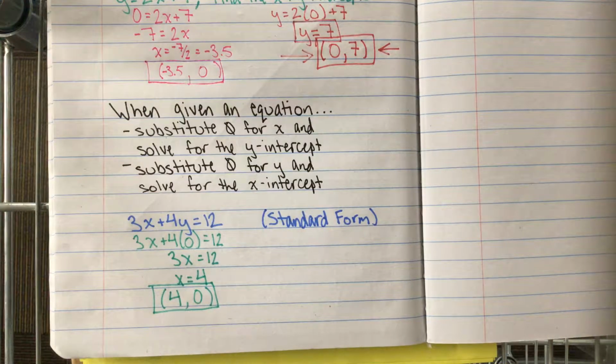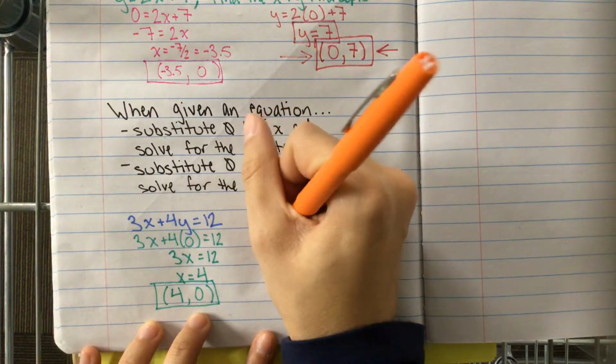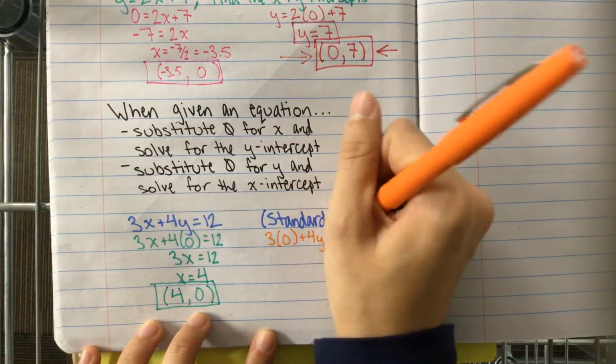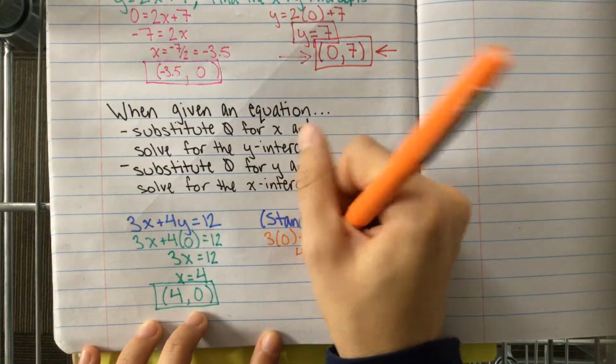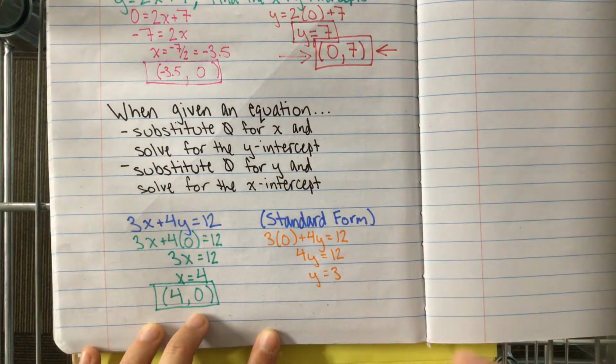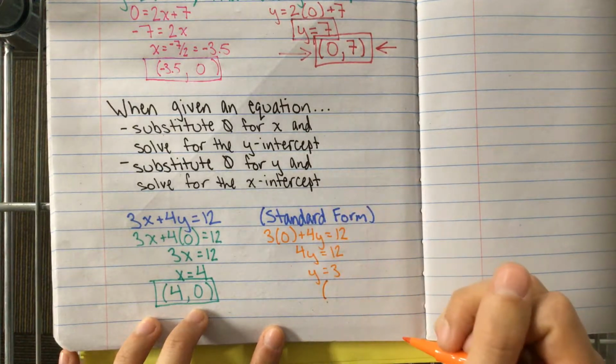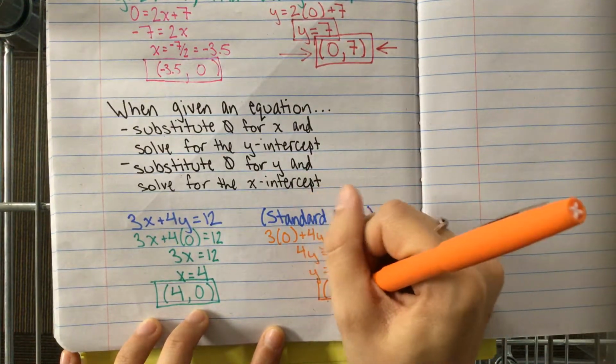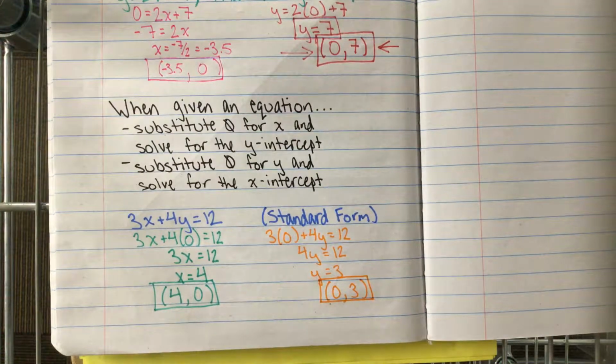Try to do the y-intercept. For the y-intercept, I want to substitute 0 in for x, so it'll look like 3 times 0 plus 4y equals 12. 3 times 0 is 0, so it becomes 4y equals 12, y equals 3. And then my final answer will be 0, 3.